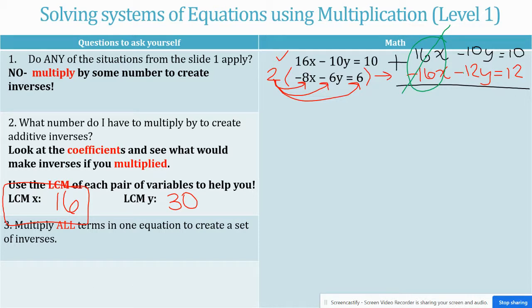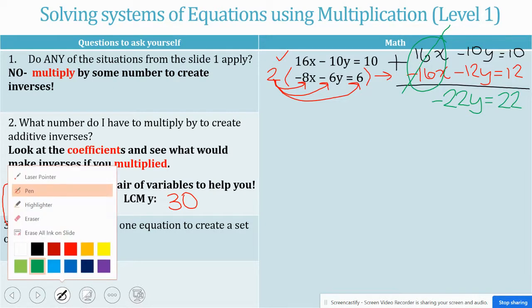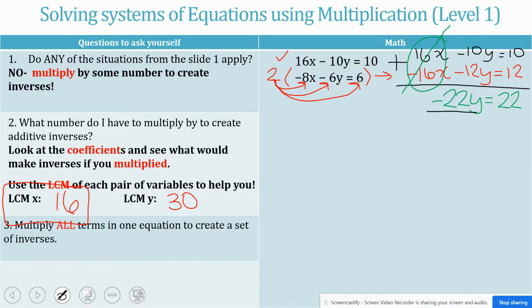Negative 10y and negative 12y gives us negative 22y, and 10 plus 12 gives us 22. All right, now we're going to solve it the way we normally would. Divide by negative 22 on both sides. That cancels, and we get y equals negative 1.